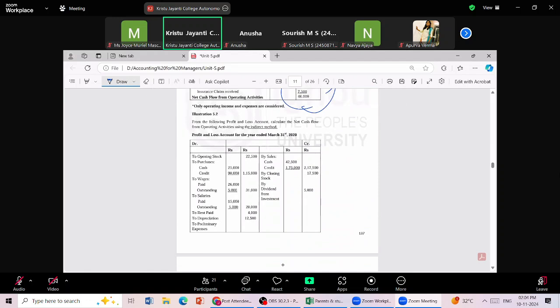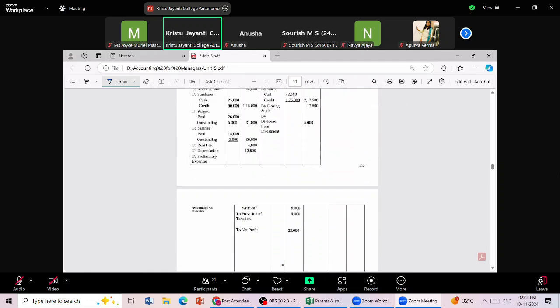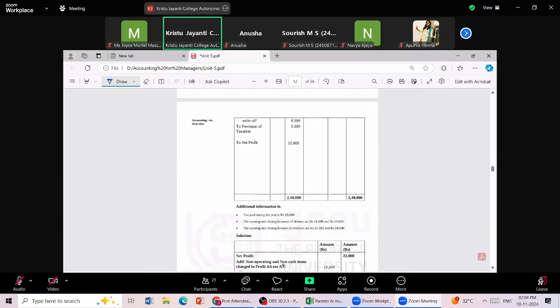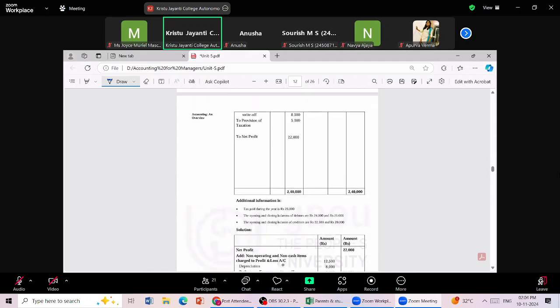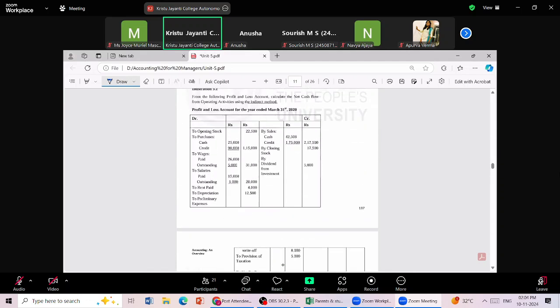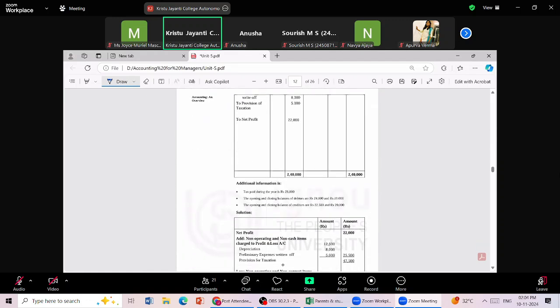And next to the same question, they have given the cash flow under indirect method. Okay, so any adjustment is given. Yeah, so there is a P&L statement given where opening, sales, all is given. And apart from that, additional information is given. One is tax paid during the year 25,000. So there is an outflow. Then the opening and closing balance of debtor, 24,000 and 29,000, is given. And then opening and closing balance of creditor, 22,000 and 25,000, is given.